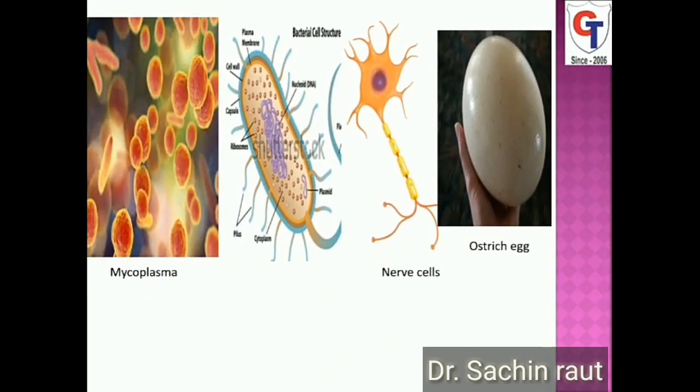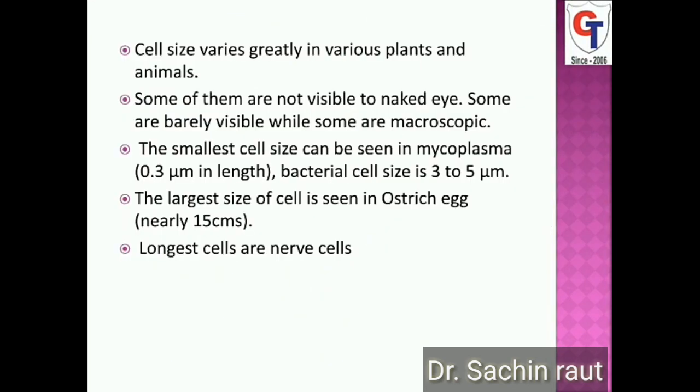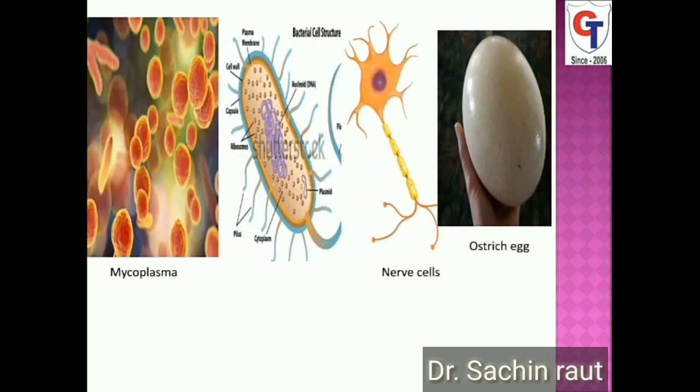Now this bacterial cell is only visible under microscope, and this bacterial cell size is 3 to 5 unimicron. Now the longest cell is a nerve cell. अब nerve cell जो दिख रहा है वो longest cell है, उसकी जो लेंथ है वो longest है. While ostrich egg is a largest cell.